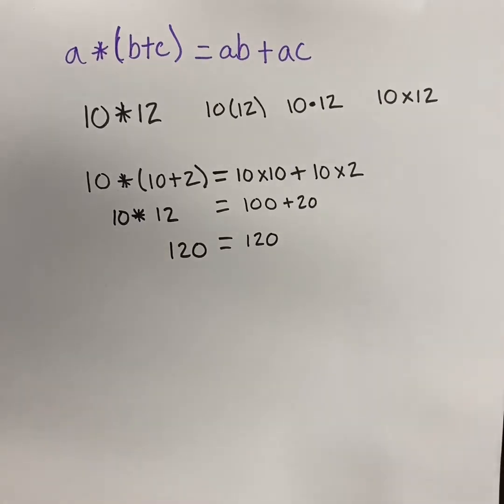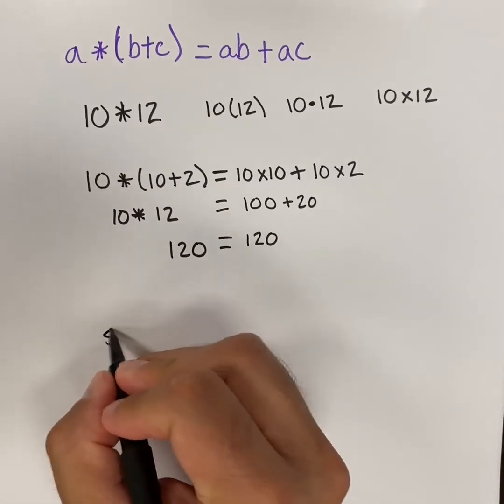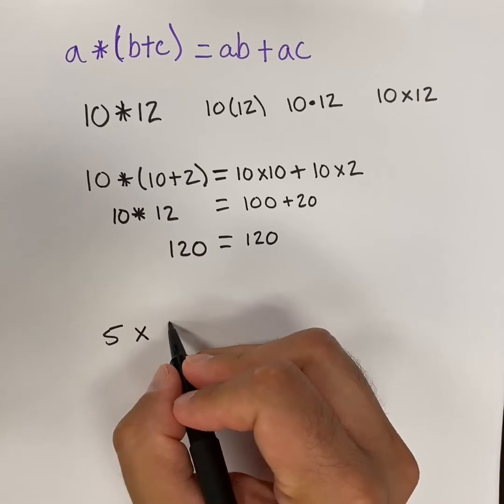And you might be thinking, okay, this is a pretty simplistic problem, but what would happen if we were doing, let's say, 5 times 99?